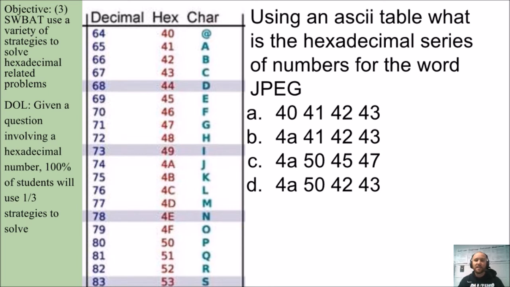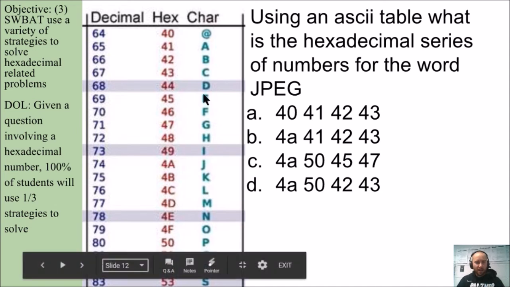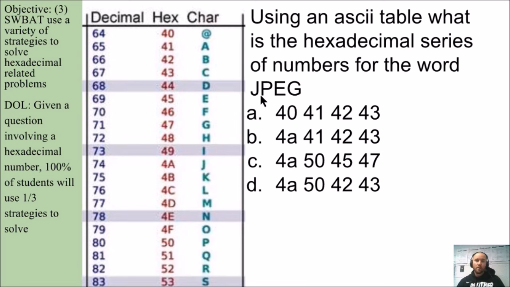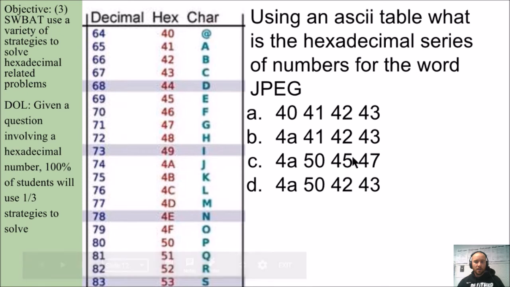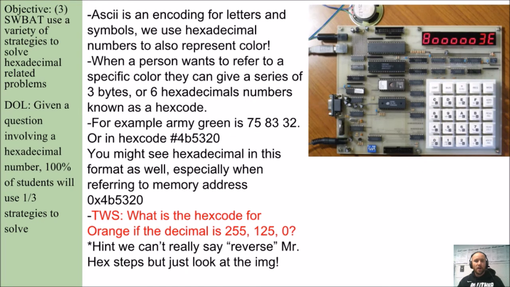Using an ASCII table, what is the hexadecimal series of numbers for the word JPEG? So J, I find J here. This is the hex. This is the decimal. The question says, what is the hexadecimal? So J is 4A. It's one of these three. P is 50. All right, so it's one of these two. 45 or 42, so E is 45. All right, so it's C. Correct answer is C.